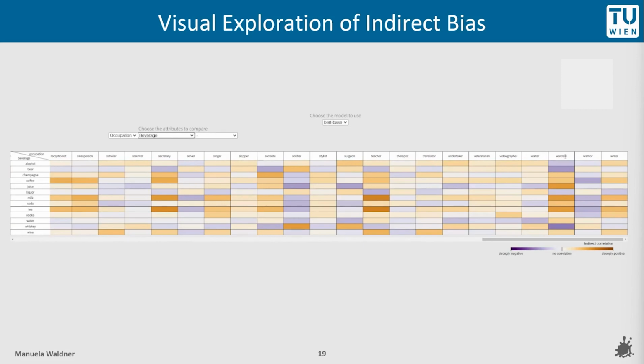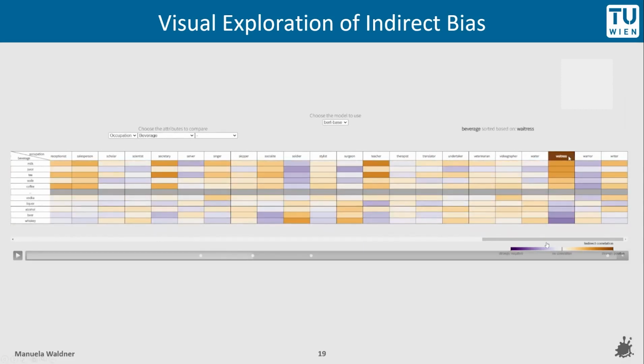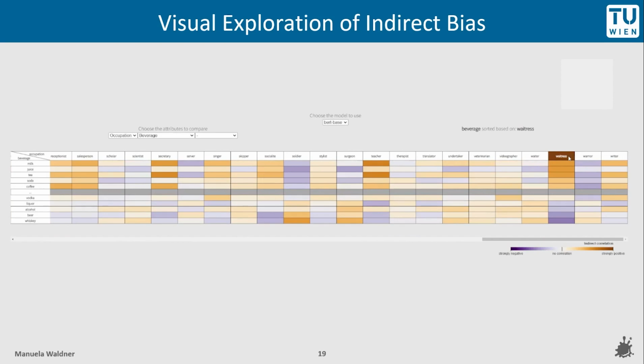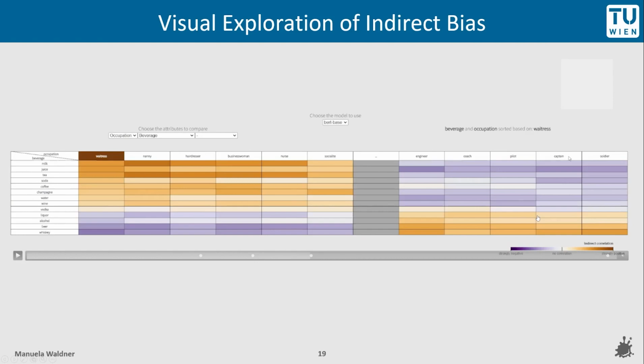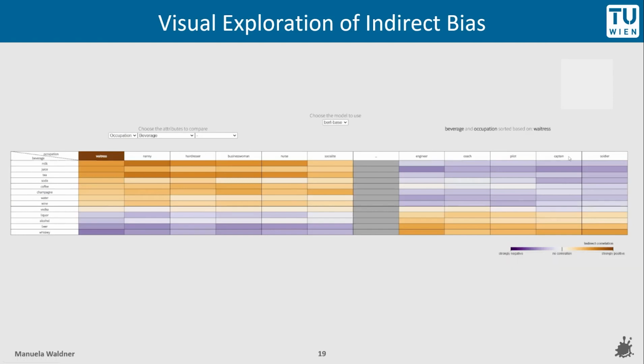The visualizations are interactive. If we want to inspect the preferred beverages associated with people working as waitress, we can click on the column once. This sorts the preferred beverages. On the top, we see the most associated beverages like milk, juice and tea. On the bottom, we see the least associated ones like beer and whiskey. If we click the column once more, the occupations get sorted by their similarity to waitress with respect to preferred beverages. Here we can see that nanny and hairdresser are most similar, pilot, captain and soldier are most dissimilar.